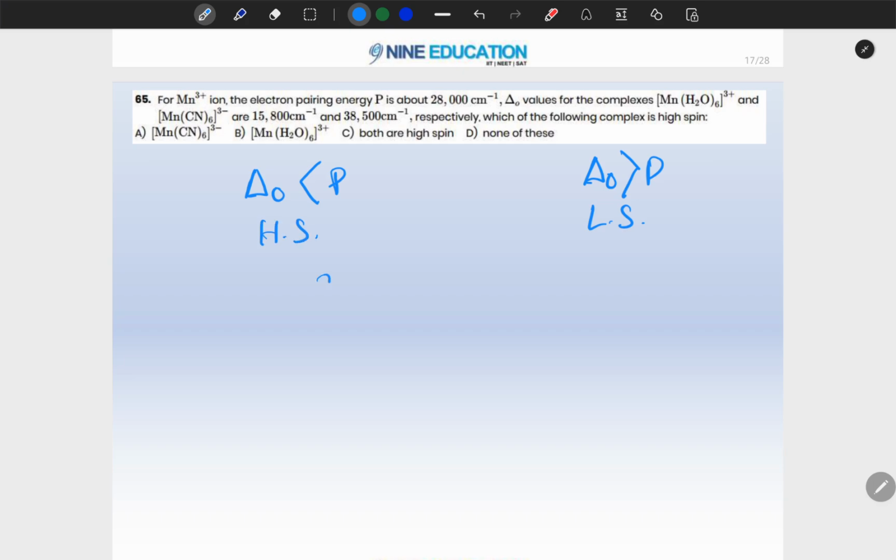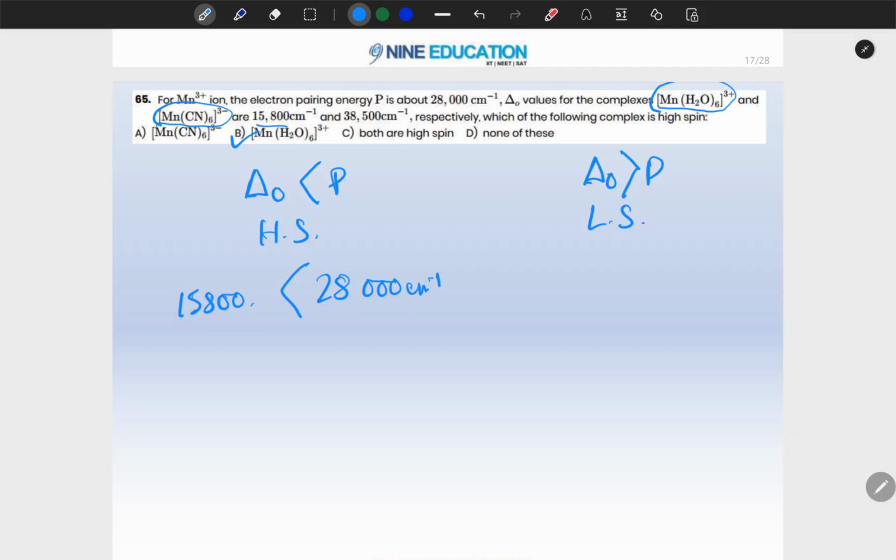Now this is the value of pairing energy, 28,000. Clearly we can see that for the [Mn(H2O)6]3+ complex the value of Δo is 15800. The value of pairing energy is greater than the value of Δo. So this is the high spin complex over here. So that's why B is the correct answer. Let's check the other complex as well.